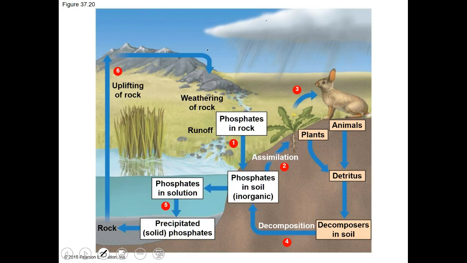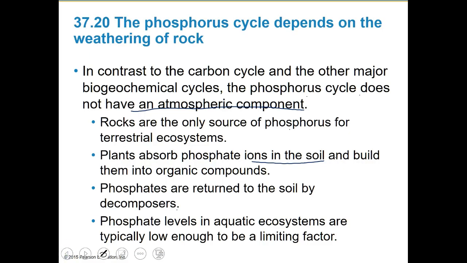Phosphates in soil would be picked up by plants, eaten by animals, and then again, detritus and decomposers break it back down so it can be used in water, it can be in rock, and then it can all go through. The big thing there is that we can only really get it from the rock, so no atmosphere on that one. I'd make that key, that there is no atmospheric component.